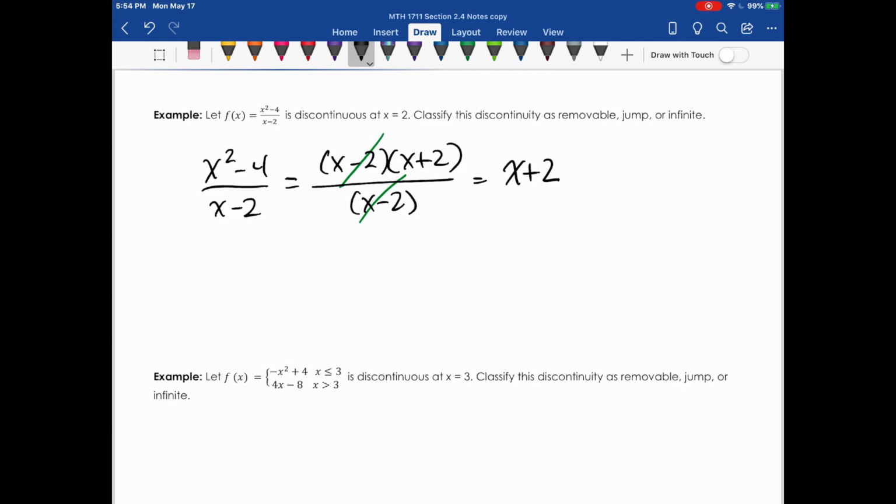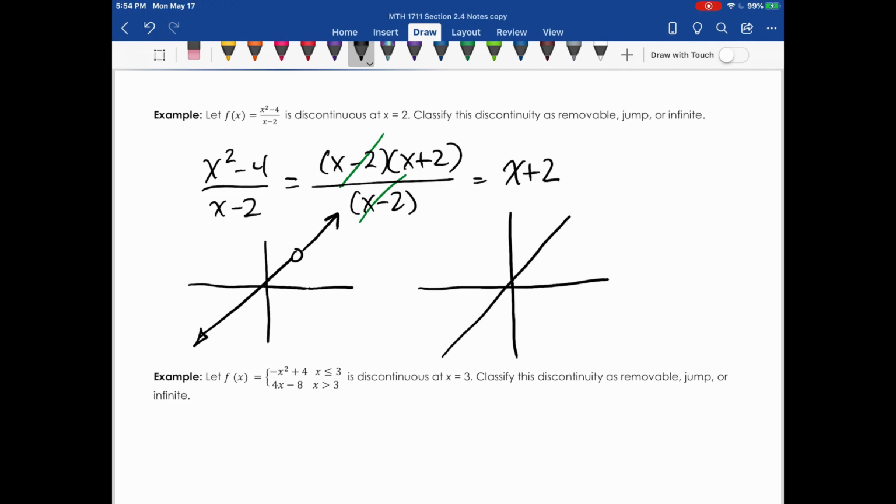So if I take a look at the graph of x squared minus 4 over x minus 2, I would get a picture that looks like this. And then if I graph x plus 2, the line, I would get this picture. This is called a removable discontinuity because the limit exists. It's just a hole. So we're going to call this removable.